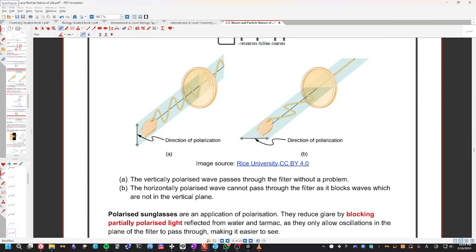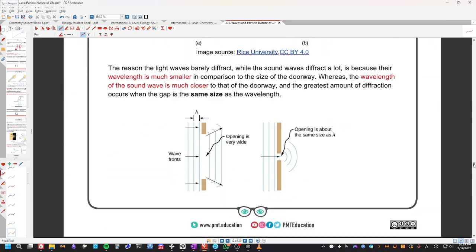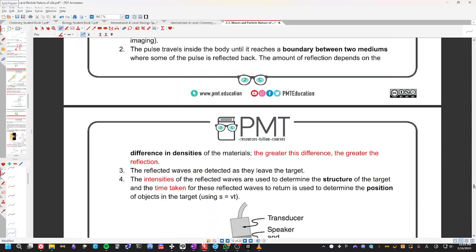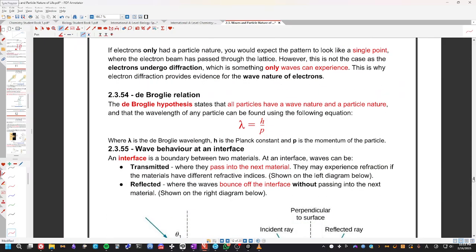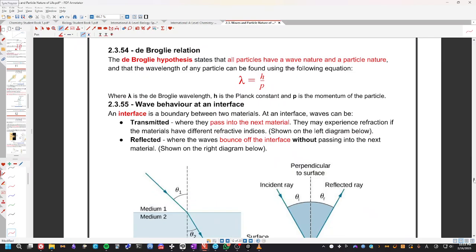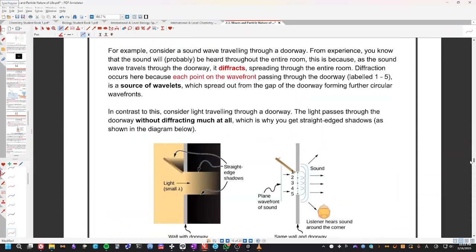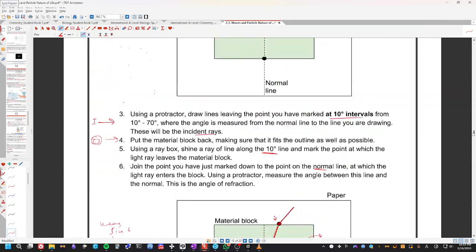Nothing else, I hope. If there is something else, you can probably see it in the next video. The rest is pretty interesting stuff. Here we have wave behavior at an interface, where we talk about it just a little bit. Light is a wave, but this is not really the topic at hand. So yeah, that's pretty much everything.